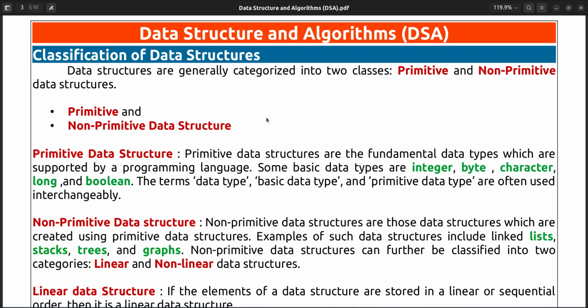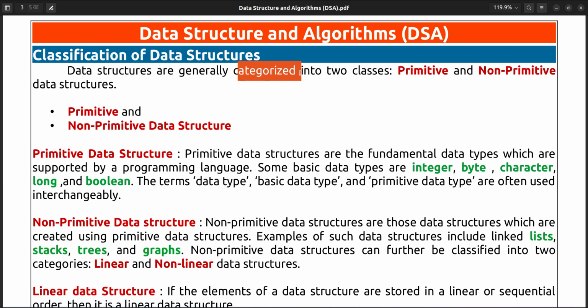What is classification? Classification is nothing but the categorization of items, objects, whatever you call. But here we will classify the data structure. We will see how many types of data structures are available. That is called classification.